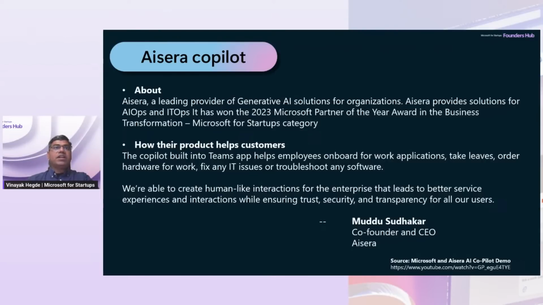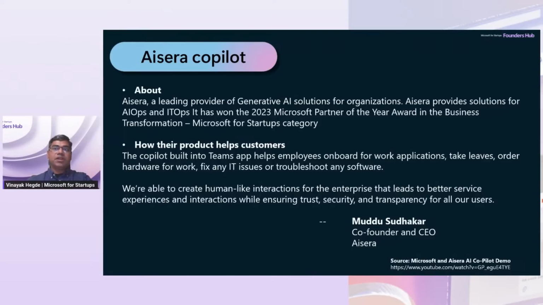What it does is create human-like interactions for the enterprise. So, for example, if a new employee has joined and wants to onboard for work applications, maybe get access to the CRM or the internal wiki, take leaves, order any hardware they need for their work, or fix any IT issues or troubleshoot any software. Along with OpenAI and their own proprietary models, they are able to combine and get all of the data from across the intranet, and help people not only find information but also follow a step-by-step process to solve the problem, right?